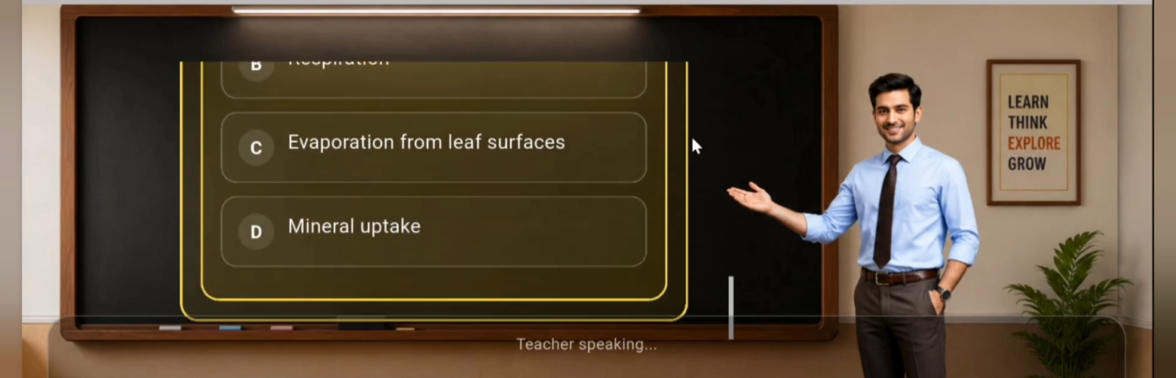Transpiration pull results from water evaporation at the leaf surfaces, creating a negative pressure that pulls water upward through the xylem.